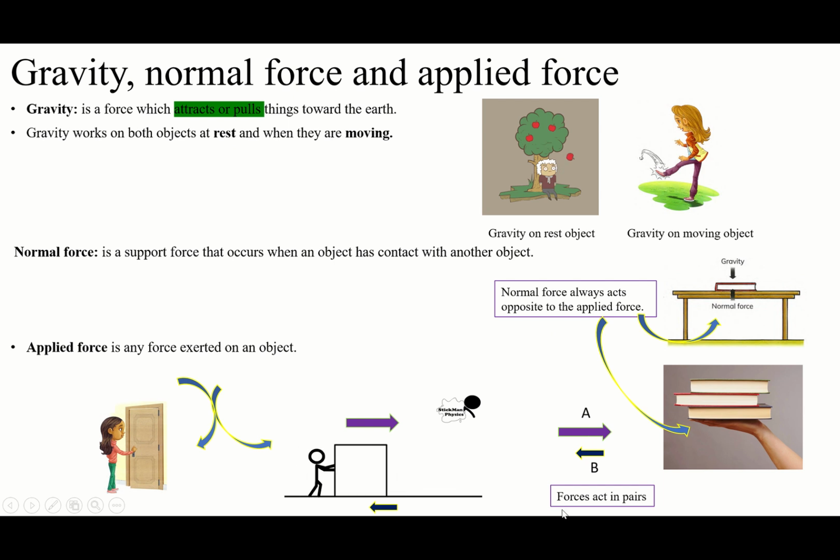Forces act in pairs. We said that when we have action, we have reaction. When we have a force from right to left, we have one from left to right. When we have a force from up to down, we have another force from down to up. You see? An applied force, we said, is any force exerted on an object. You open a door, pull a drawer, pull a chair, move a table, a box, whatever it is. When you do something around yourself, you need force. This force is called applied force.